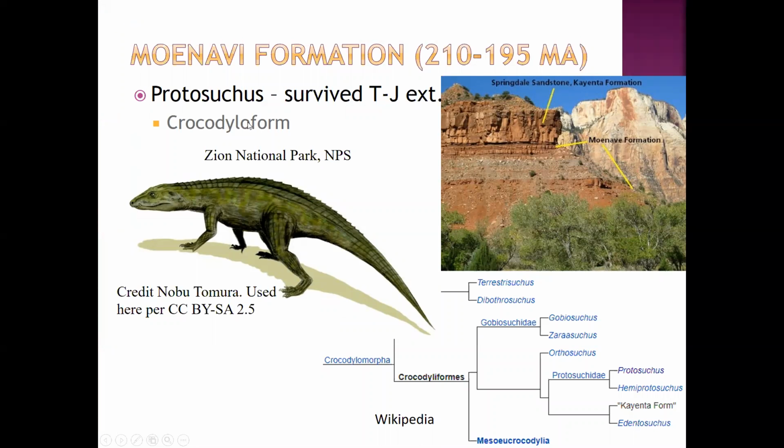Then above the Chinle Formation is the Moenave Formation. So this is more recent. And here we have Protosuchus, which is a crocodiliform. So you can see here that it's closer to the crocodiles than the crocodilomorphs.